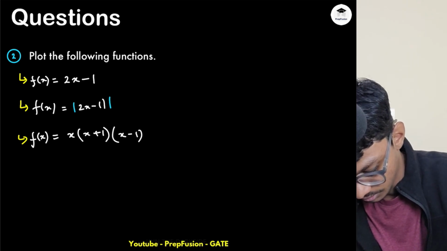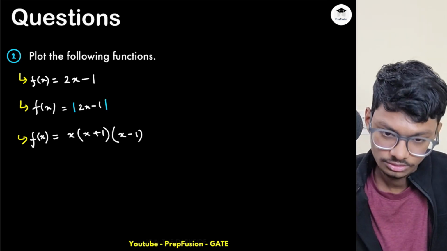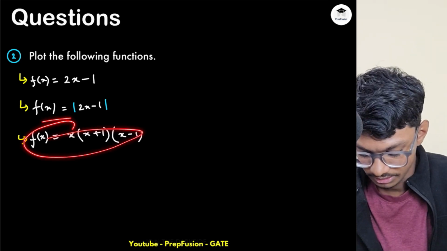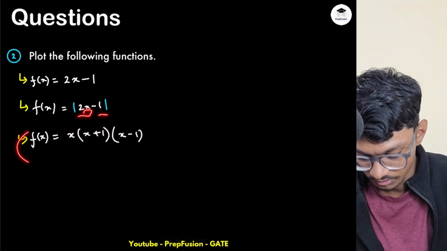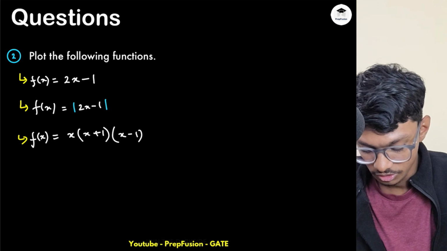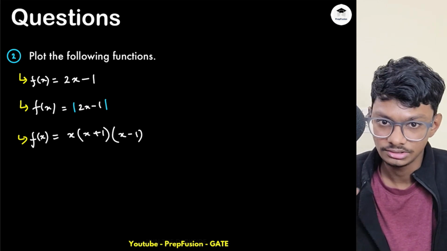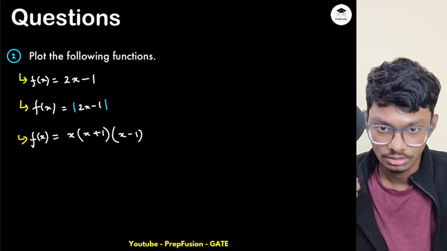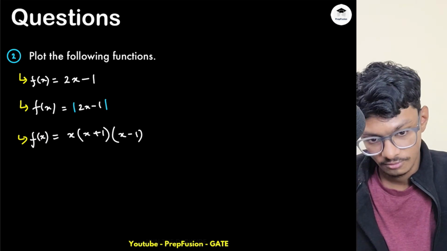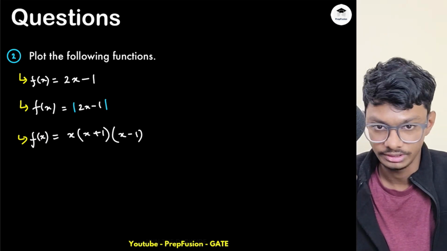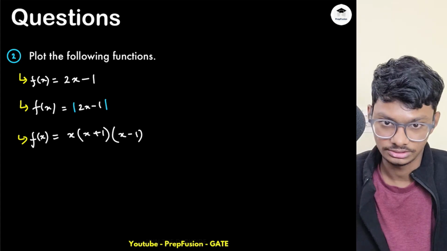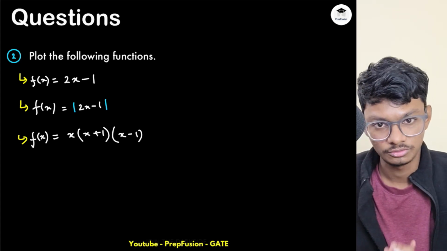2x minus 1 mod. So this is what this is. So f of x is 2x minus 1 and f of x is x into x plus 1. You try to plot these three functions, and in the next lecture I will start with these questions and more graphs, and then more about functions, more standard functions, and will end the topic of functions and graphs. Okay, so I hope to see you in the next lecture.